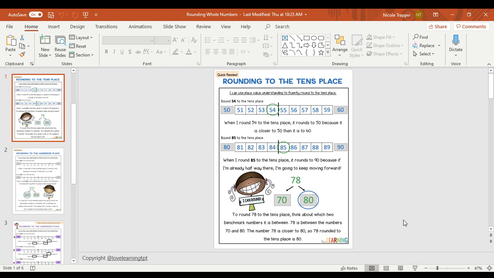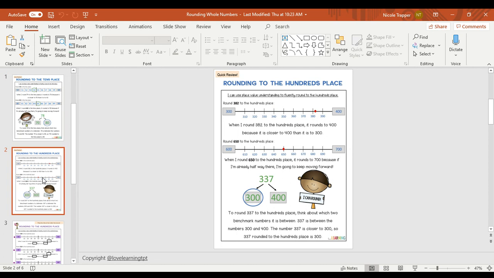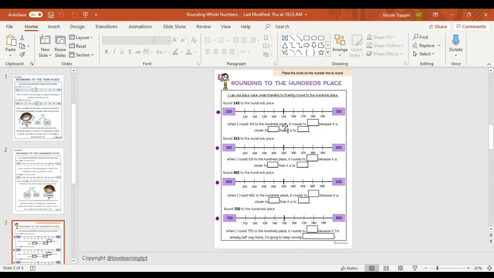Hey math friends, this is a video tutorial on how to complete the rounding whole numbers activity. The first two slides are just quick reviews or anchor charts that you could go back and refer to while doing your lesson if you need some extra help. The first one is rounding to the tens place, and the second one goes over rounding to the hundreds place.